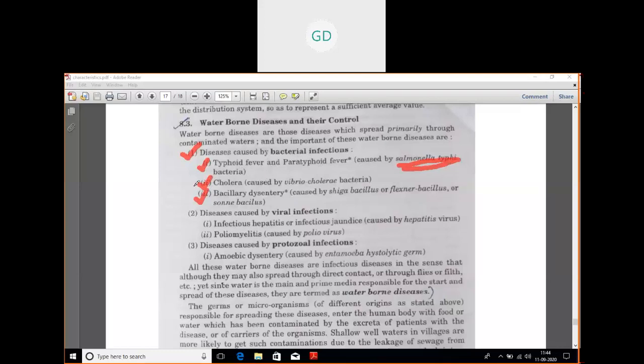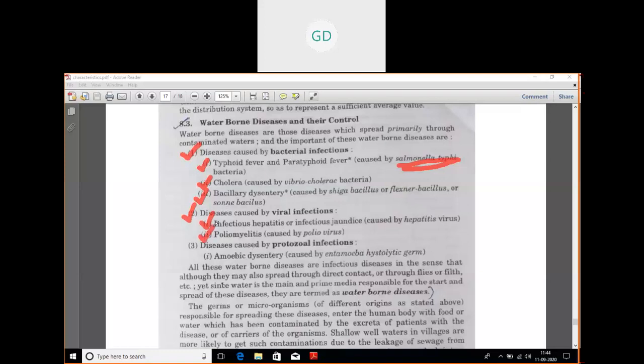What causes cholera? It is due to Vibrio cholerae bacteria. All these things, you should remember the scientific names. Then diseases caused by viral infections: infectious hepatitis or infectious jaundice, then poliomyelitis.